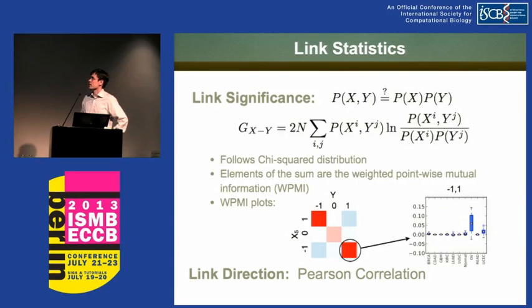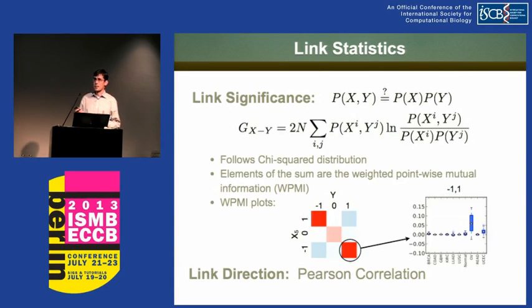So to figure out what our link parameters meant, we had to do some statistics. We determined link strength by doing an independence test, just testing if the joint probability is equal to the product of the marginal probabilities. And we use a G test, which follows the chi-square distribution. This is a sum over all possible settings of one variable x and one variable y.